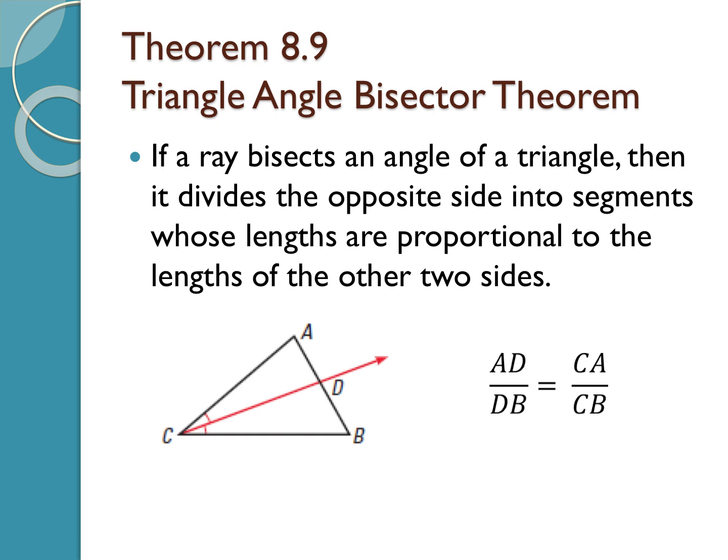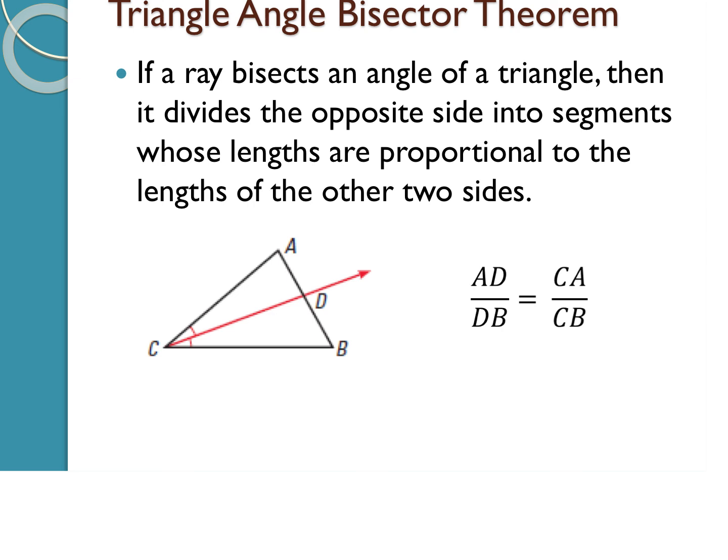So the red is the ray, and I can tell that angle C has been bisected because of the 2 congruency marks there. So then once that ray bisects angle C, it now splits the side, which is here, into pieces or segments whose lengths are proportional to the other 2. So notice I can put the 2 pieces that were split, AD over DB, and then I'm going to take the other 2 sides of the triangle and put that in the other ratio.